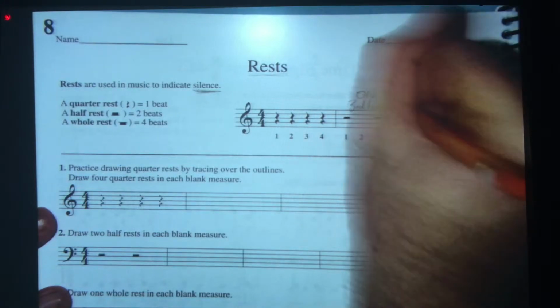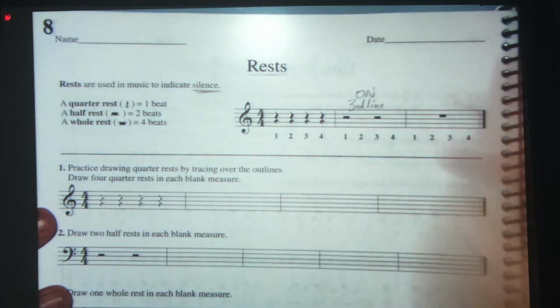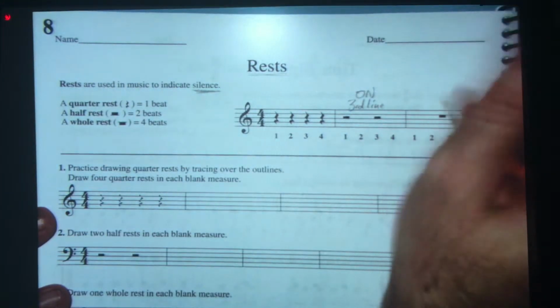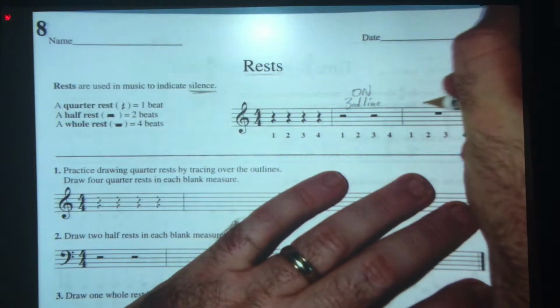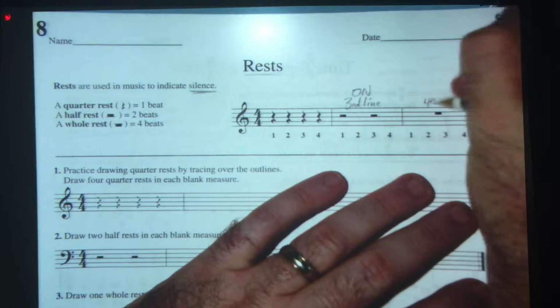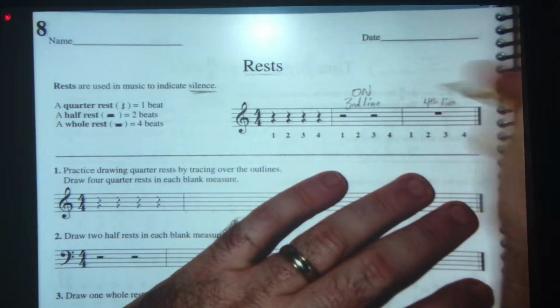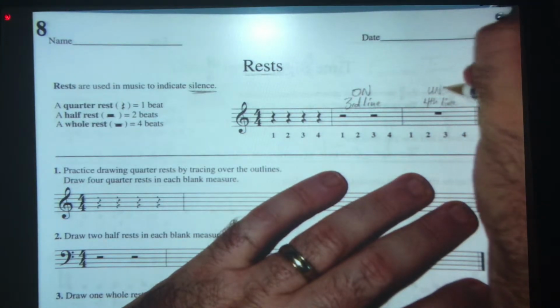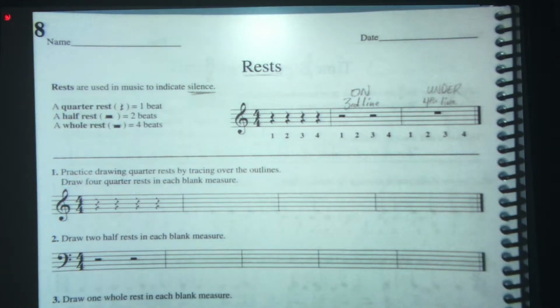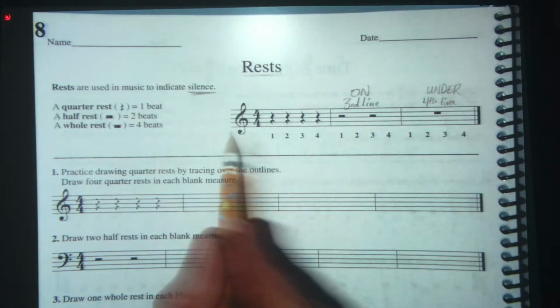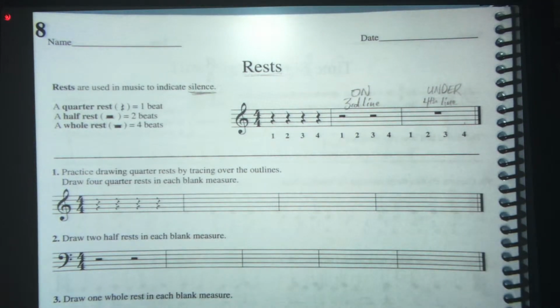Now this one is under the fourth line. So I'll put fourth line. And we'll write under. Make sure you do the same so you know exactly where we are and what's going on. And we're going to use this as our key to answer some of these down here.